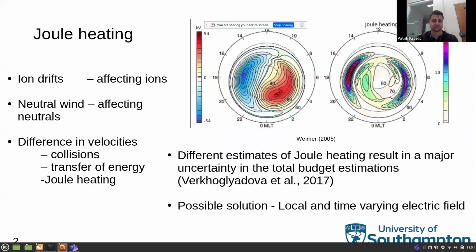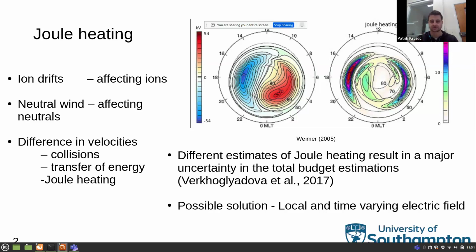Now, because we have a big ionosphere which is quasi-neutral, the ion drifts are only affecting ions. And we have the neutrals, which are affected by the neutral winds. Because of that, we have a discrepancy between the neutrals and the ions. We have collisions and we have transfer of energy, and we have an increase in the temperature of the neutrals, which we call the Joule heating.